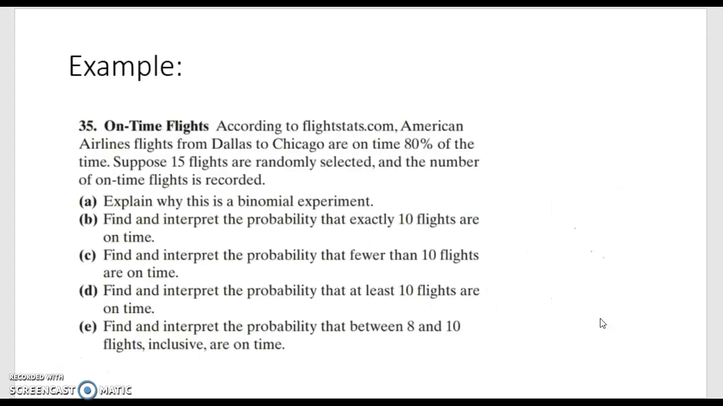Now let's look at a word problem. Let's pull some information out here. It says, suppose 15 flights are randomly selected. So we know n is going to be equal to 15. And we know that they are on time 80% of the time. So the probability of a success here is 0.80.